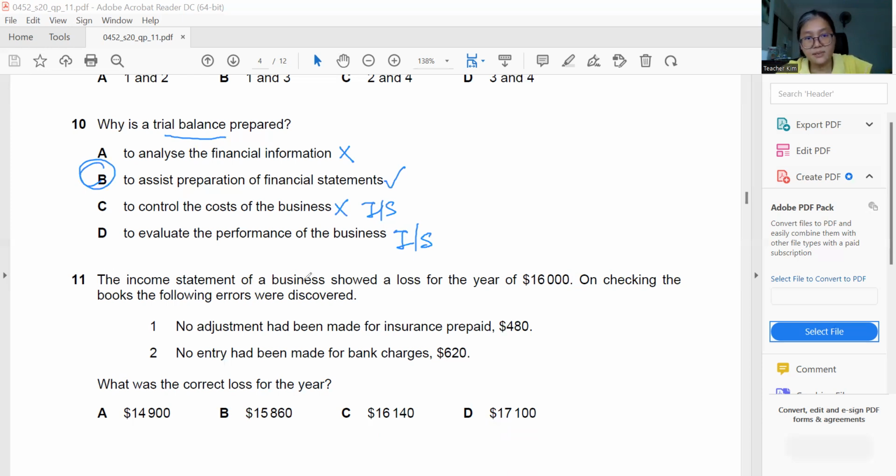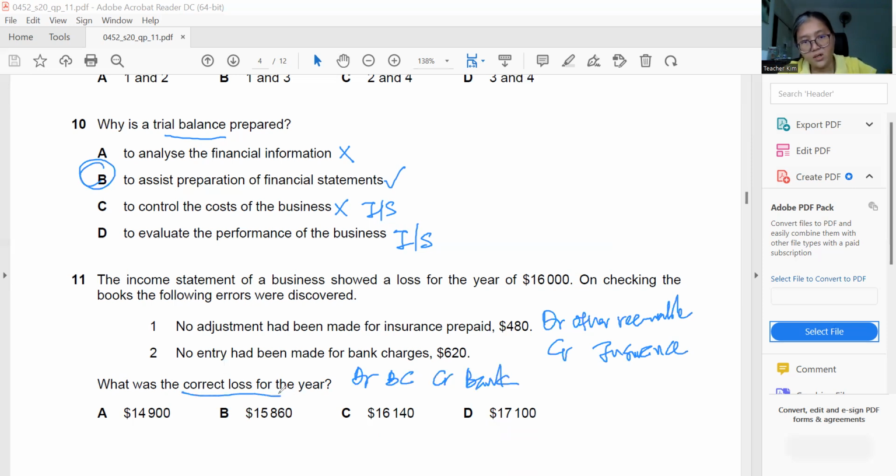Question 11. The income statement of a business shows a loss for the year of 16,000. On checking the books, the following errors were discovered. No adjustment has been made for the insurance prepaid. So when we adjust it, we will have to debit other receivable, credit insurance. So this is a double entry. No entry has been made for the bank charge. The double entry will be debit bank charge, credit the bank.